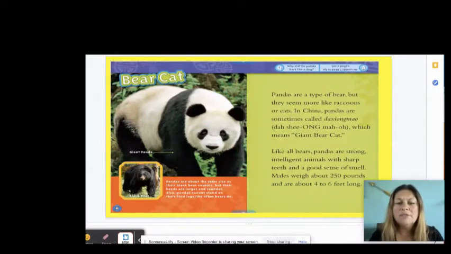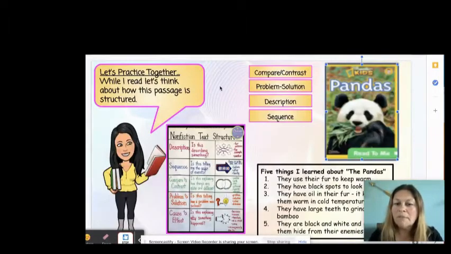So, taking that information in, do you think this was comparing, contrasting something? Do you think that the author was giving me a problem and solution? Do you think that it was describing something? Or was there a sequence? If you said describing something, you are correct. Awesome job.